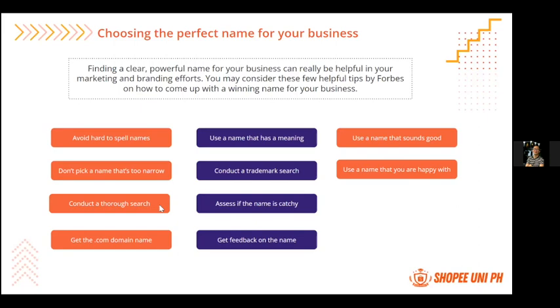When we say conduct a thorough research, first identify baka naman meron ng gumagamit ng product name or ng brand name na yan. Diba? In the first place, you wouldn't be able to push through with DTI registration kapag meron na kayong kapangalan na negosyo or existing na brand. So get the .com domain name. Okay, that's not really applicable, especially kung sa Shopee naman po kayo mag-launch ng inyong business, no?